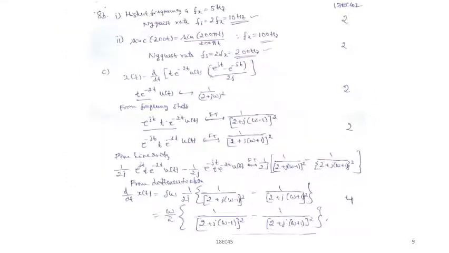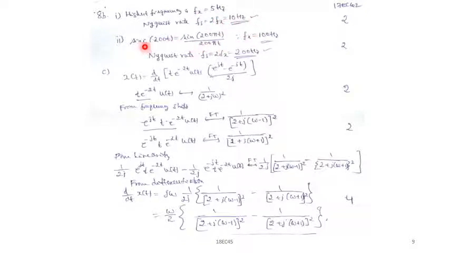Then 8b. You have to find out the Nyquist rate. To find the Nyquist rate, you just find the frequency here. The fx is equal to 5 Hz, from omega, you have to calculate this. So the Nyquist rate will be 2 times your frequency component, that is 2 into f, so 10 Hz.